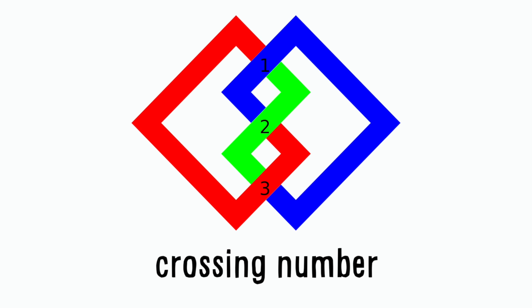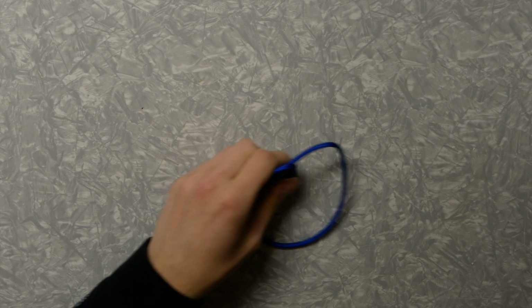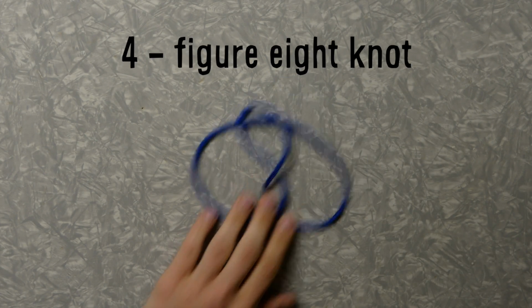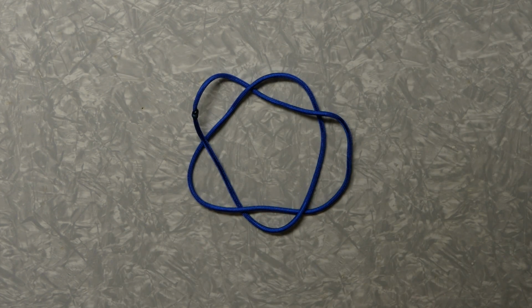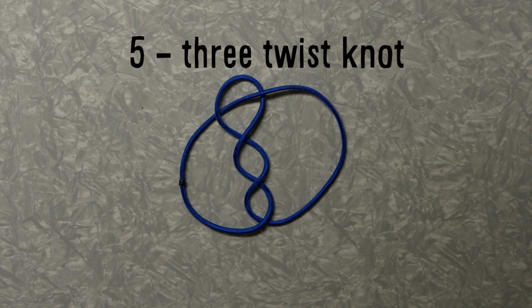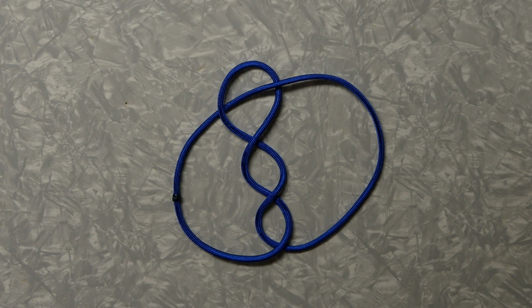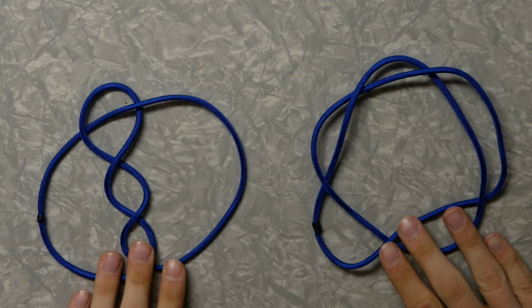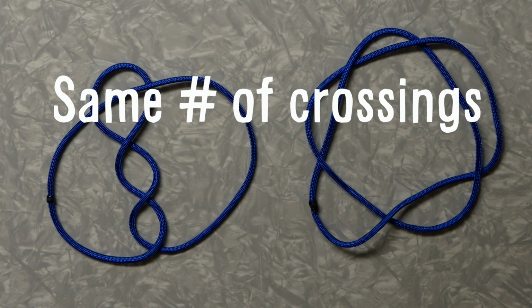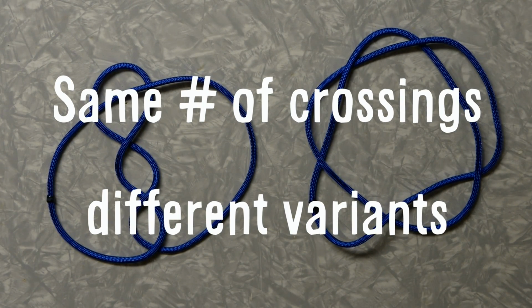Knots are categorized by their crossing number. This knot has 4 crossings and is called the figure 8 knot. This knot has 5 crossings and is called the single foil knot. This knot also has 5 crossings, but it's not the single foil knot. It's actually the 3-twist knot. Why? Because although it has the same number of crossings, the crossings occur in different positions. Therefore, there are actually 2 different types of knots with 5 crossings. In other words, the same number of crossings, but different variants.